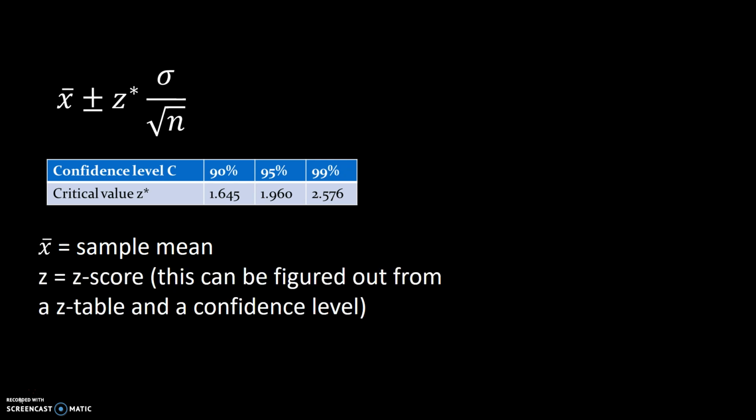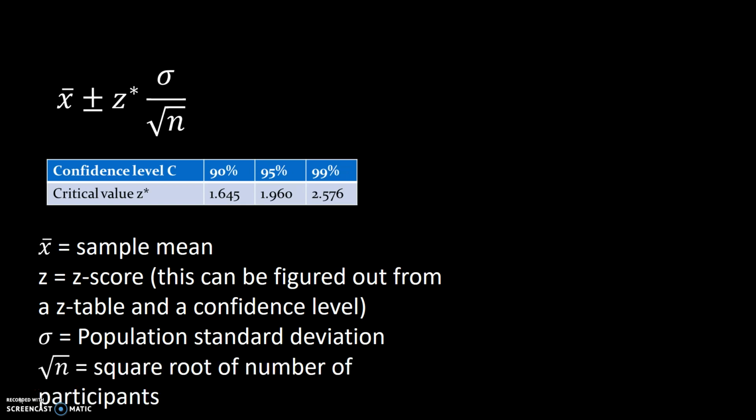Depending on the amount of confidence that you want to have, being 99% confident that it's in the interval, 95% confident, or 90% confident, you're going to use a different critical Z value. In the example we're going to show later, we're going to use a 95% confidence interval, so we'll use the 1.96. And then also important is the population standard deviation, which measures how much variability is in the data. And then also the square root of n, the square root of the number of participants.